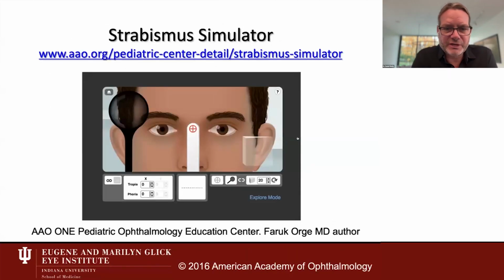Now, if you're not comfortable doing prism and cover test, there is a simulator that's available. This is at the American Academy of Ophthalmology's website. There's a Pediatric Ophthalmology Education Center. And this simulator allows you to simulate practice doing cover testing. And it also allows you to measure vertical deviations, and it allows you to practice with simultaneous prism and cover. So for a very basic introduction, that's a nice thing to experiment with.